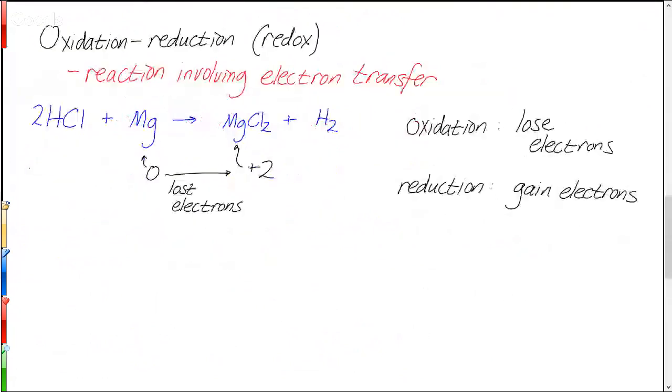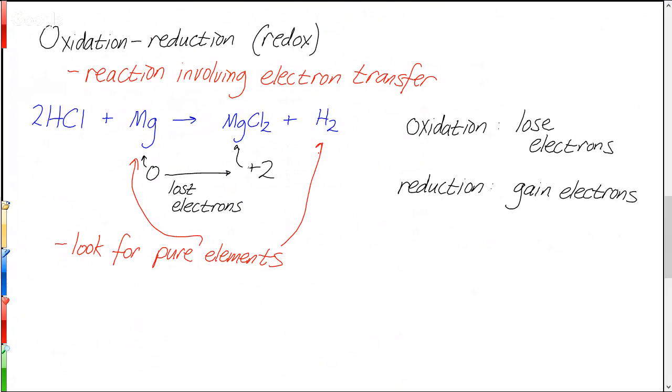So to sum this up then, look for pure elements like magnesium in this one or hydrogen in this one. If you see pure elements on one side, it's got to be a redox reaction, because pure elements are neutral, while elements in compounds are not neutral. So if you see the pure elements, you know it's a redox reaction. You can identify it that way.